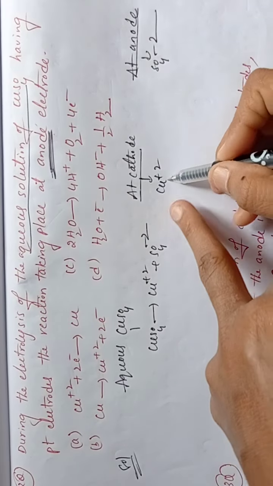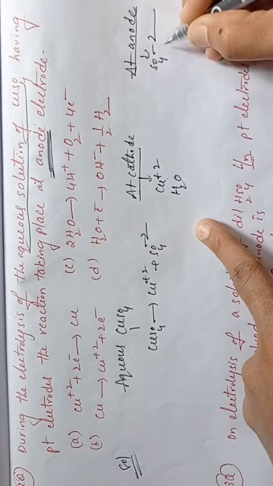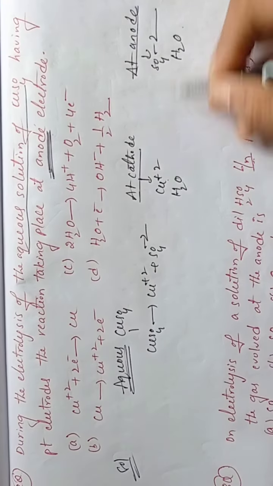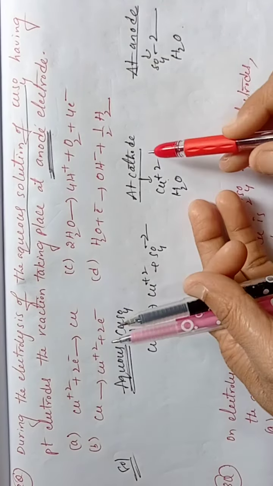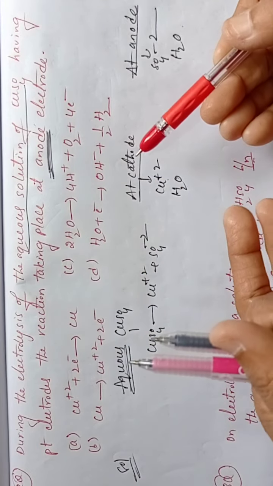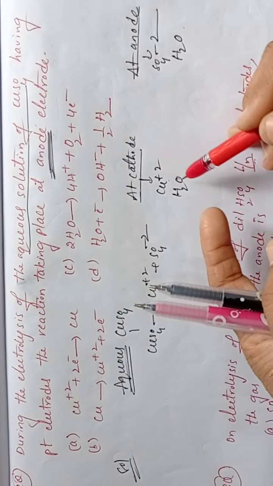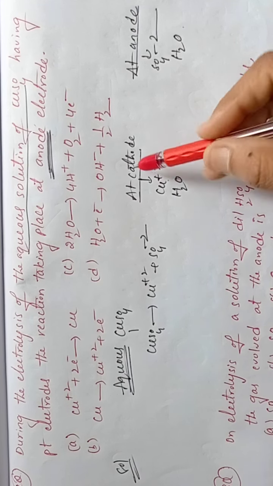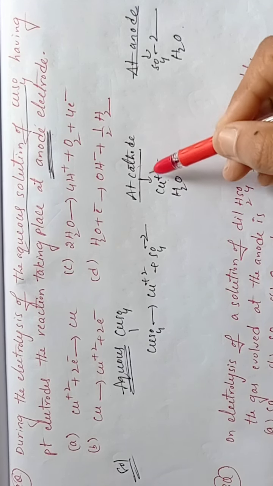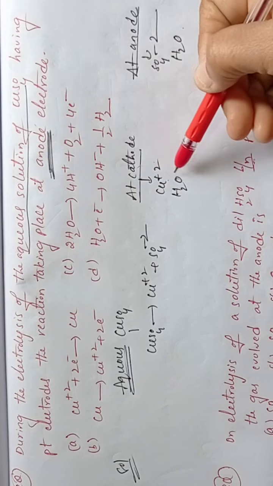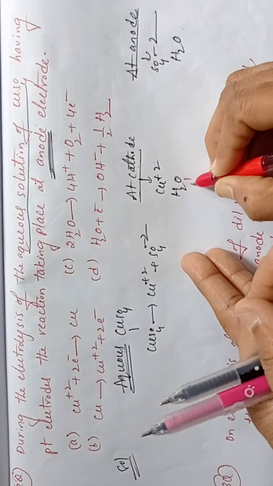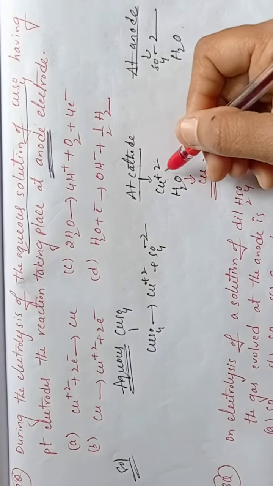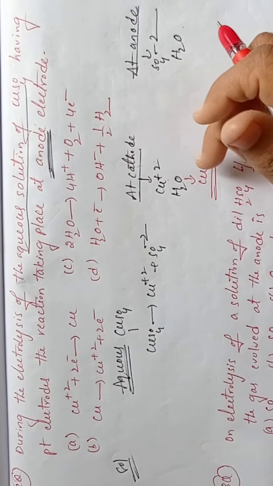At cathode, copper ion plus water, both will be there. Here also water, because it is aqueous, so that's why you have to take both. Now at cathode we know that reduction potential will be there. So which reduction potential is more, water or Cu plus 2? Cu plus 2 reduction potential is more. So which one is liberated, students? Copper is liberated at cathode.